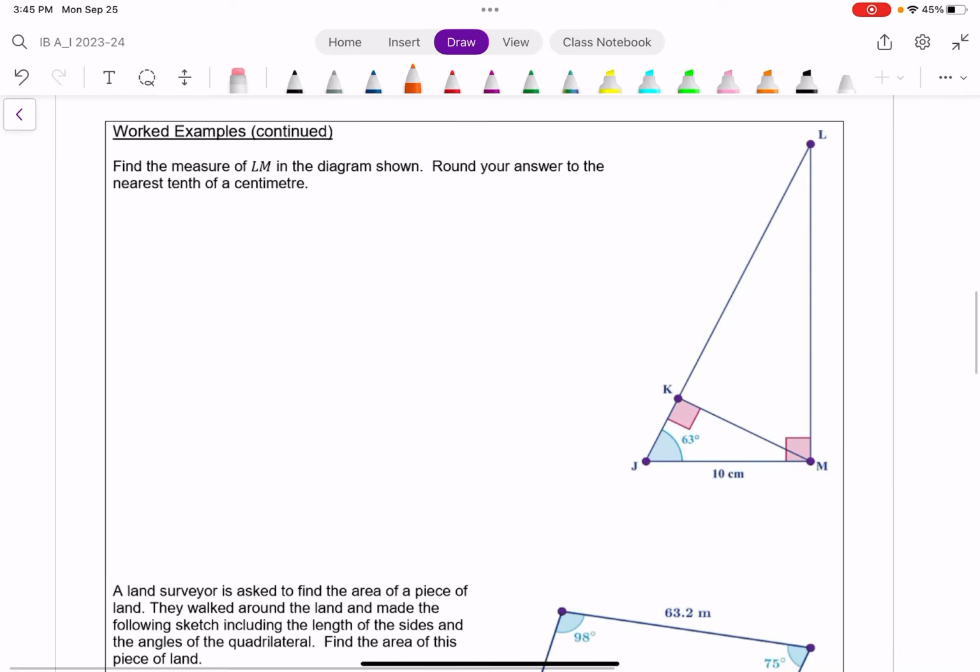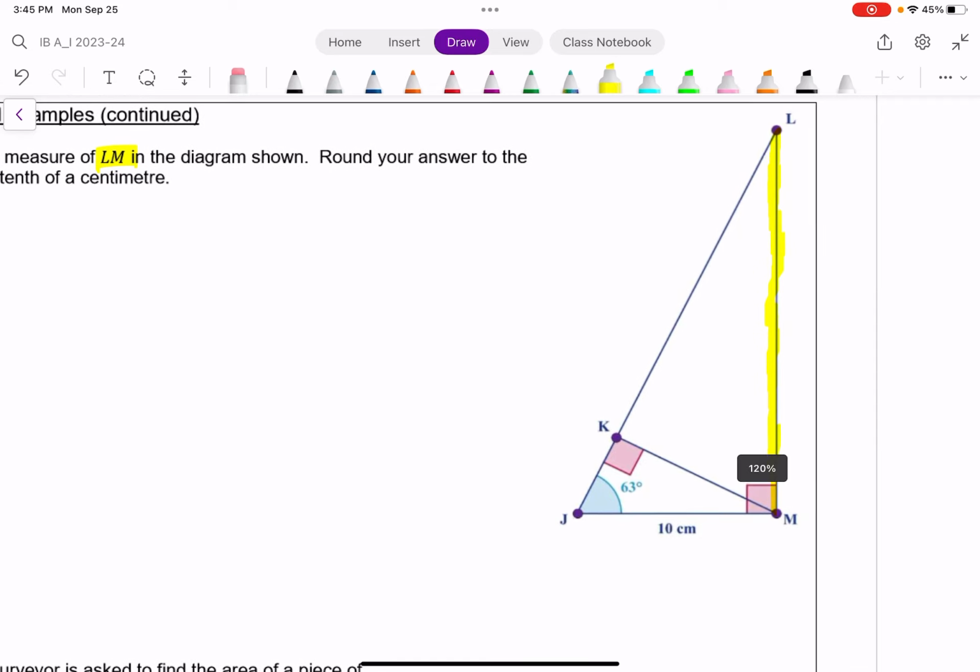All right, here I have a problem in which I want to find the measure of LM, which is the length from here all the way down to here, to the nearest tenth of a centimeter. So if I look at my diagram here, I have many ways I can look at this, but one thing I can figure out fairly soon is the length from K to M. Because if I do that, I can then look at this triangle right here, which is a right triangle.